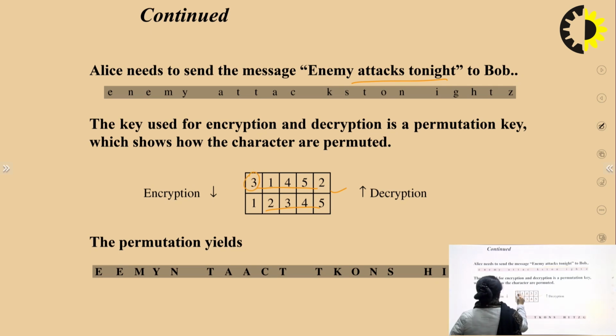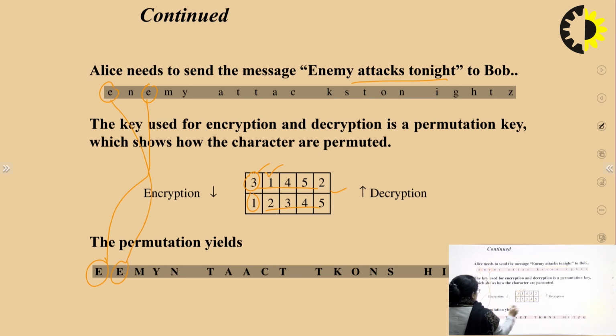The first key is 3. That means the third letter becomes the first letter of the ciphertext. Next, the first letter of the plain text becomes the second letter of the ciphertext. The fourth letter, 1, 2, 3, 4, the fourth letter becomes the third letter of the ciphertext.